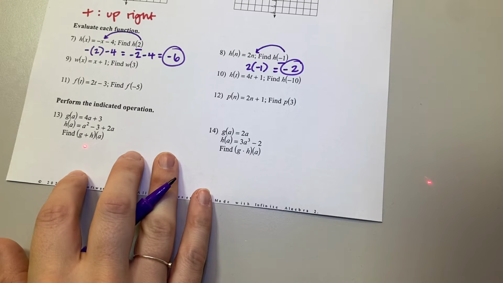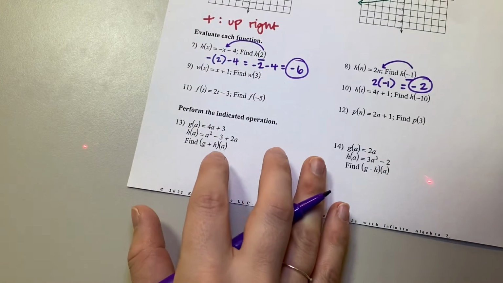Let's do 2 more together. Then I want you to do 2 on your own. Which ones do you want to do together? Which ones look good? 9 and 10? Okay, let's do it.